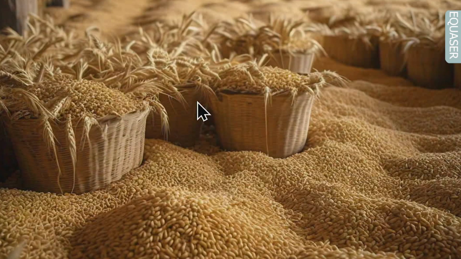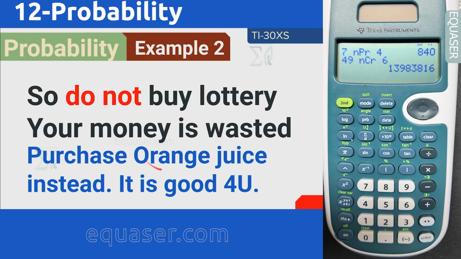To understand it better, let's say there is a room or container that can have 14 million grains of rice or wheat in this case, and each grain has a number, and 1 grain belongs to you, which is your lottery, and your number is on that grain. And you ask someone to go pick up 1 grain, and you're hoping that he will pick up your grain. That is where your chance is 1 in 14 million. So your money is wasted if you do that. So do not buy lottery. Your money is wasted. Purchase orange juice instead.